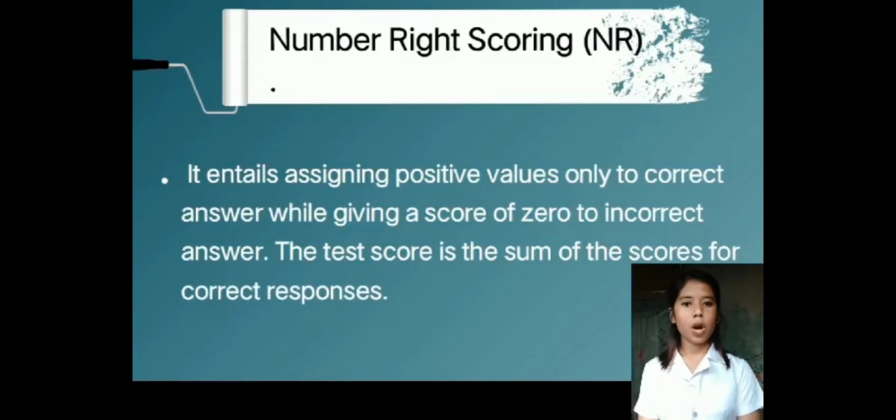So number right scoring, or NR, entails assigning positive values only to correct answers while giving a score of 0 to incorrect answers. So the test score is the sum of the scores for correct responses. One major concern with this scoring method is that the learner may get the correct answer by guessing, thus affecting the test reliability and validity.